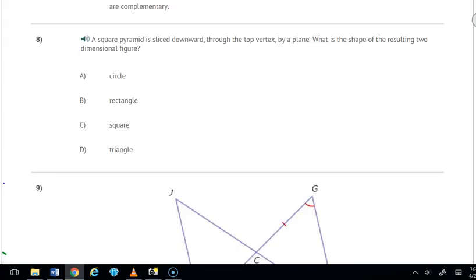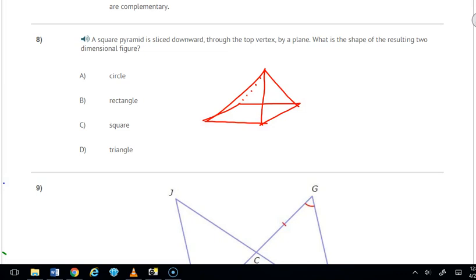Number 8 says a square pyramid is sliced through the top vertex by a plane. What is the shape of the resulting two-dimensional figure? So, as is typical of me, I'm going to draw this, my pyramid.